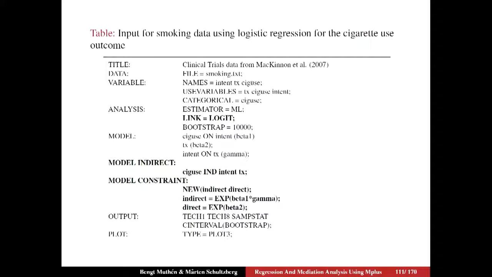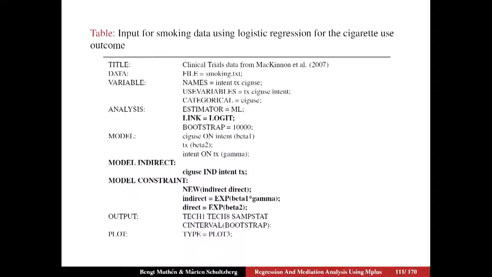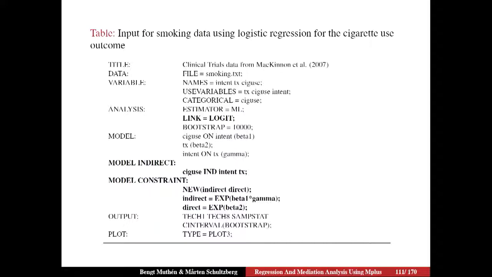We will specify the counterfactual-based causal effect with the model indirect command, like we just saw. We will also, in the model constraint command, calculate this approximation. Since the derivation of this approximation is based on the logit link, we will use the logit link in this example to stick to that. But it probably wouldn't matter much if we used probit or logit, because they're very similar if you look at the outputs.